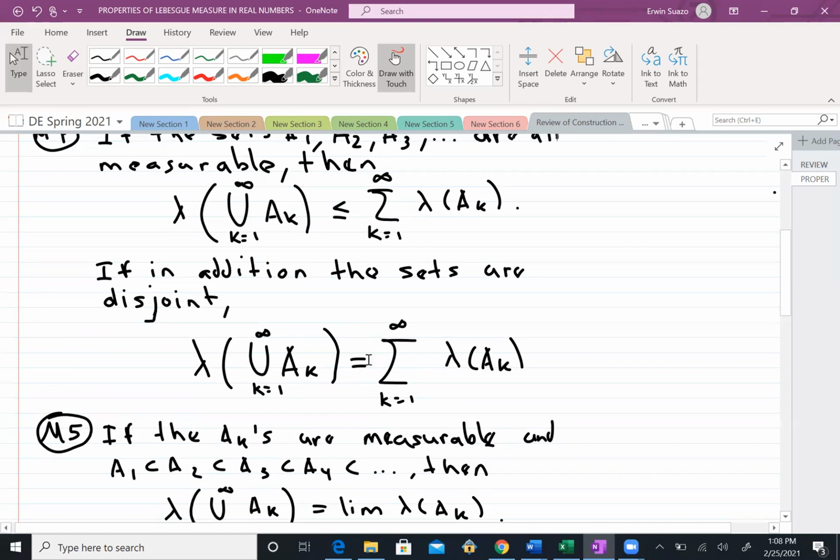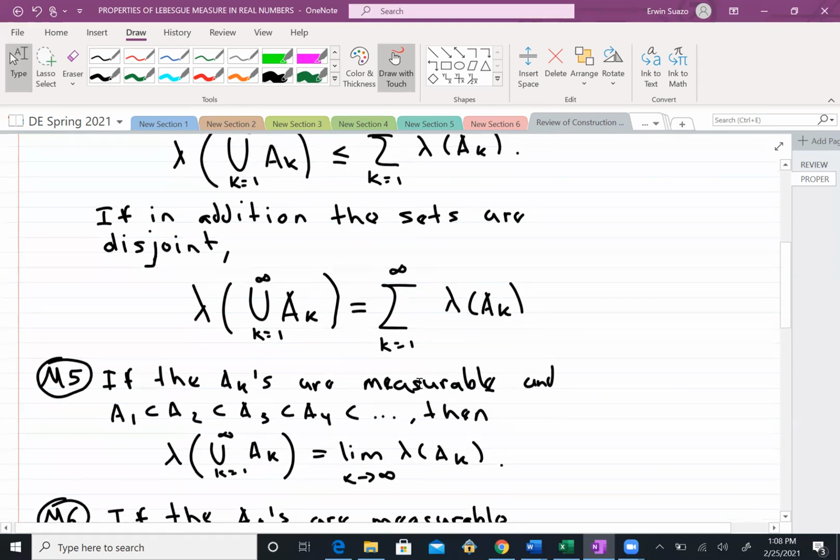This is very nice. Okay, this is the ideal, but they have to be disjoint. So that's probably the most important property of Lebesgue measurable.